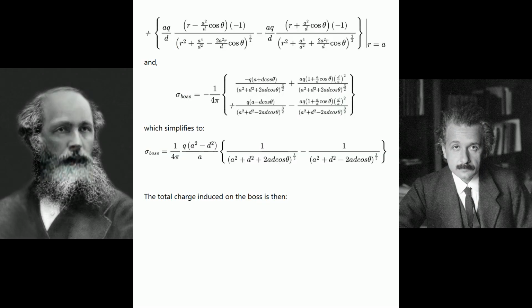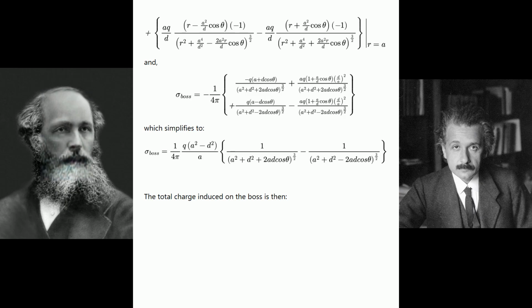Positive aq over d times r minus a squared over d cosine theta times negative 1 over r squared plus a to the 4th power over d squared minus 2a squared r over d cosine theta raised to the exponent 3/2 end exponent minus a q over d r plus a squared over d cosine theta times negative 1 over r squared plus a to the 4th power over d squared plus 2a squared r over d cosine theta raised to the exponent 3/2 end exponent, evaluated at r equals a, and see the next equation, which simplifies to see the equation shown. See the next equation.